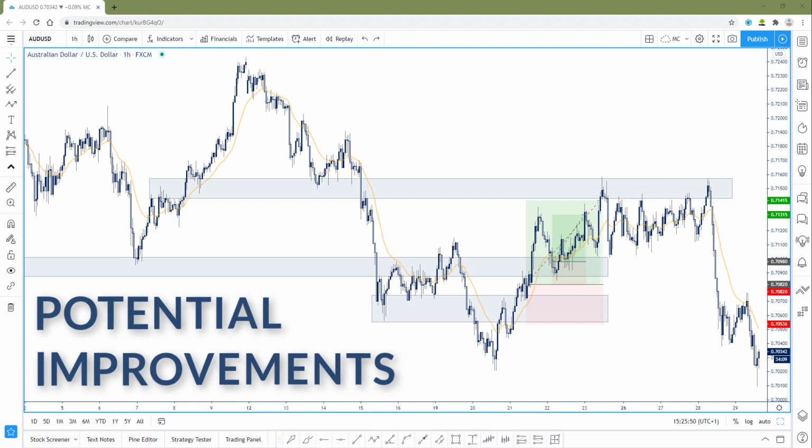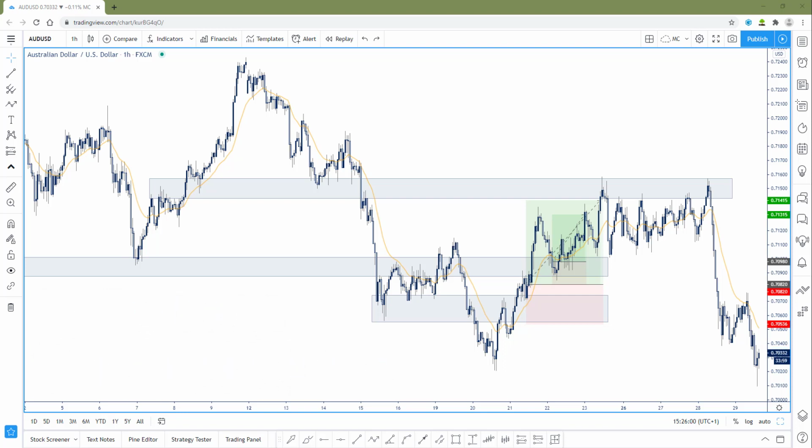In terms of improvements, I do like his stop loss on the first trade. I do like his stop loss on the second trade as well. I like his target on the first trade, but I think he could have gone with the same target on the second trade, because the swing point that formed here was just a regular pullback within the uptrend here, leading to the next area of resistance.